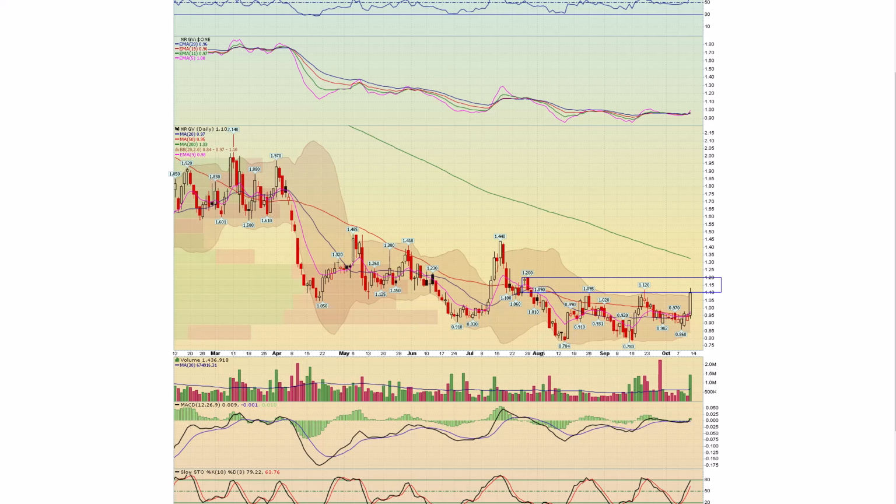Quick check on futures. ES futures market, they just opened. ES futures are down 5 points. Gold is down 11. All right, so we'll see how that trades overnight.